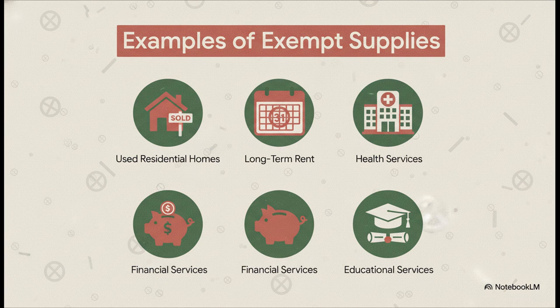So what are some common examples? Things like long-term residential rent, most health and financial services, and yes, your university tuition. The details here are so important. For instance, the sale of a brand new house is taxable, but a used house, that's exempt. A weekend stay at an Airbnb is taxable, but your monthly apartment rent is exempt. These little distinctions are where tax professionals earn their keep.